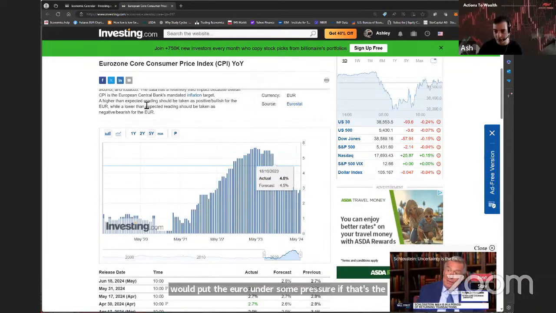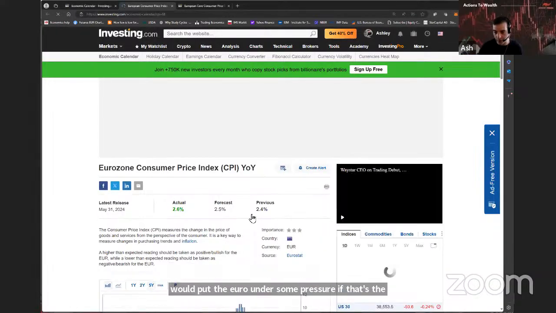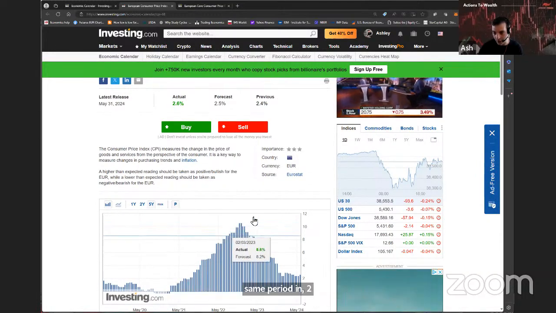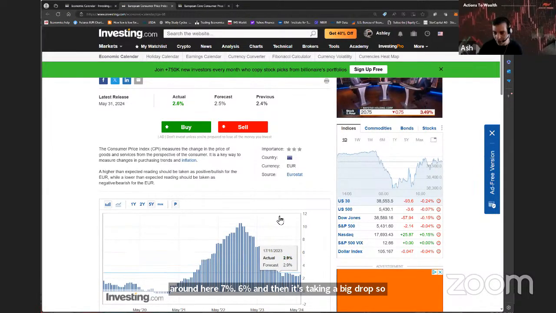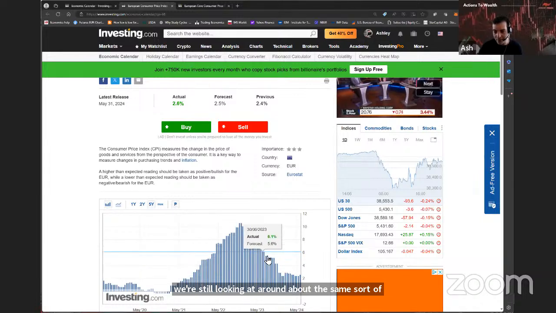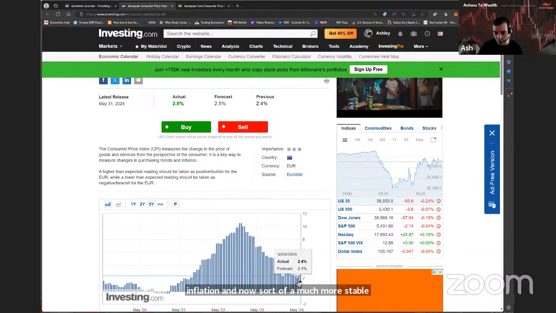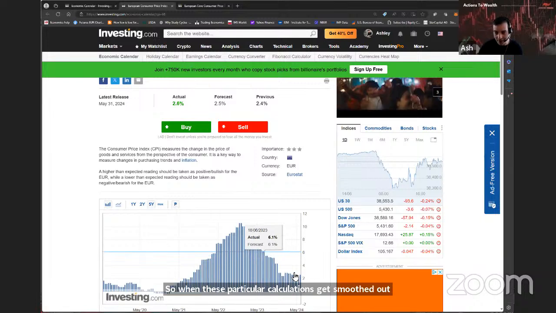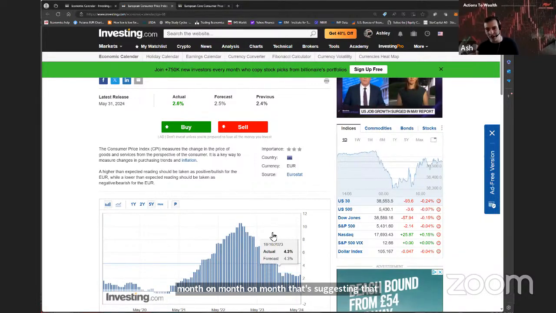Now, if we have a look at the CPI data on top of that, and consider the same period in 2023, then you are looking at around here 7%, 6%, and then it's taken a big drop. You've effectively got 5 months of high inflation, and now a much more stable picture. So when these calculations get smoothed out month on month, that's suggesting that inflation will probably be under control in November.